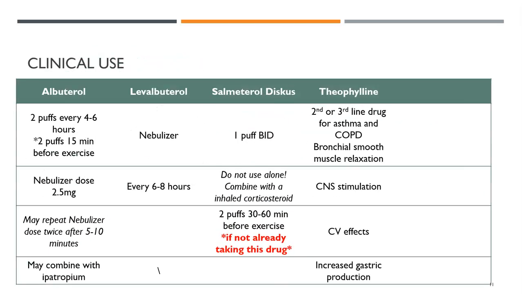So let's get into clinical use. Albuterol. Albuterol is one that, of course, it's a rescue medication, and 2 puffs every 4 to 6 hours as needed. That is an as needed medication. So the nebulizer dose for albuterol is 2.5 milligrams. And you can repeat a nebulizer dose twice after 5 to 10 minutes. And you can combine albuterol with ipratropium.